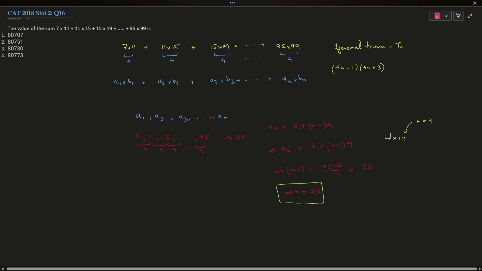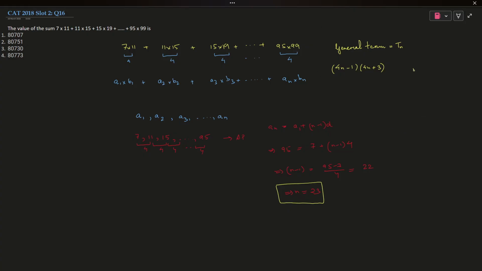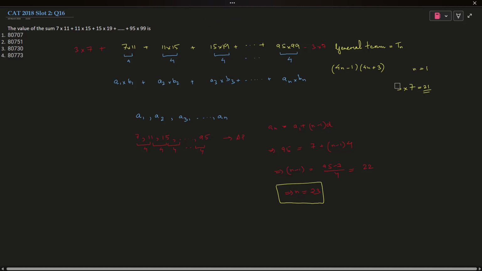What will happen if n is equal to 1? If n is equal to 1, I will get 3 into 7. 3 into 7 is 21. So in this term, let me add one more term, 3 into 7. I am adding this term, and then I am subtracting this term at the last. Now my general term is satisfied.